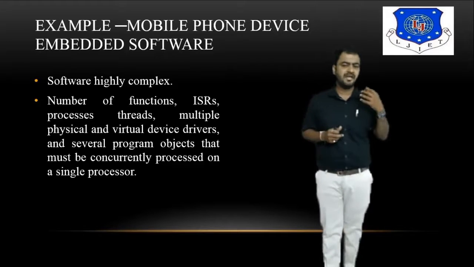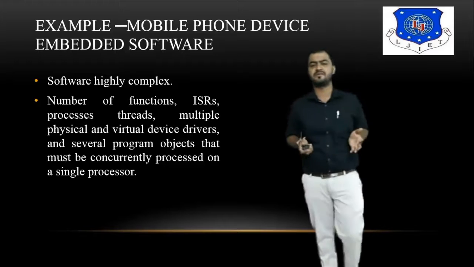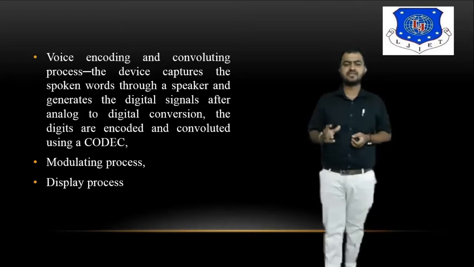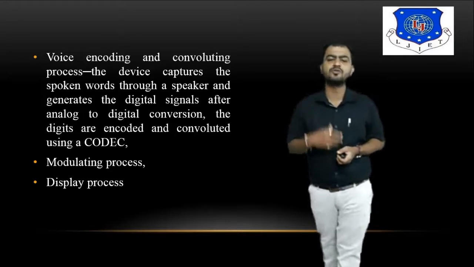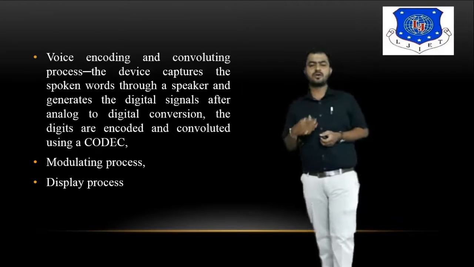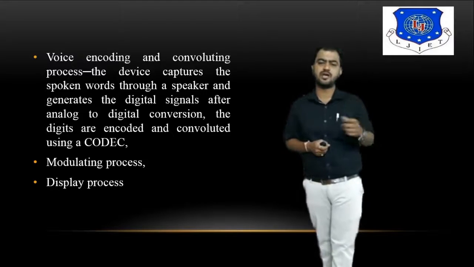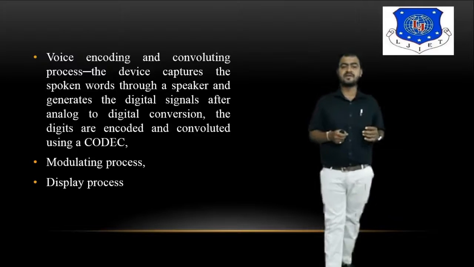So it will play a number of tasks. Definitely it comes with the ISR, threads, multiple physical layers, virtual device objects, and several types of objects. In voice encoding and conversion, the device captures the spoken word through a speaker and generates the digital signal after analog to digital conversion. The digits are encoded and converted using the codec. A codec is one type of digital device generally used to convert from analog to digital. AC97 is one of the best examples for converting the voice signal into digital form.